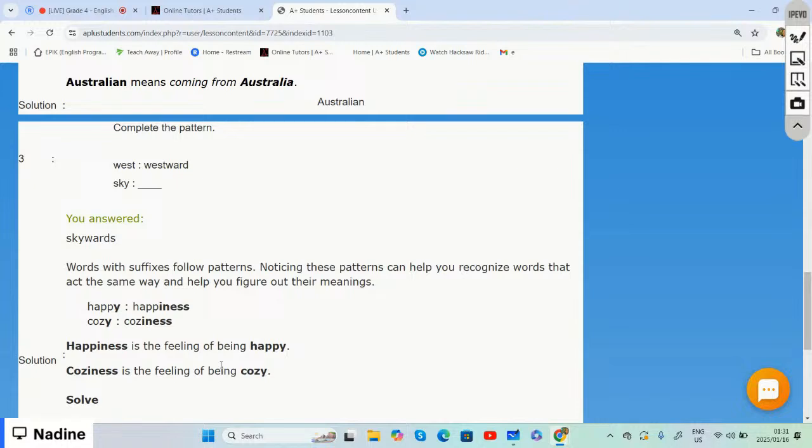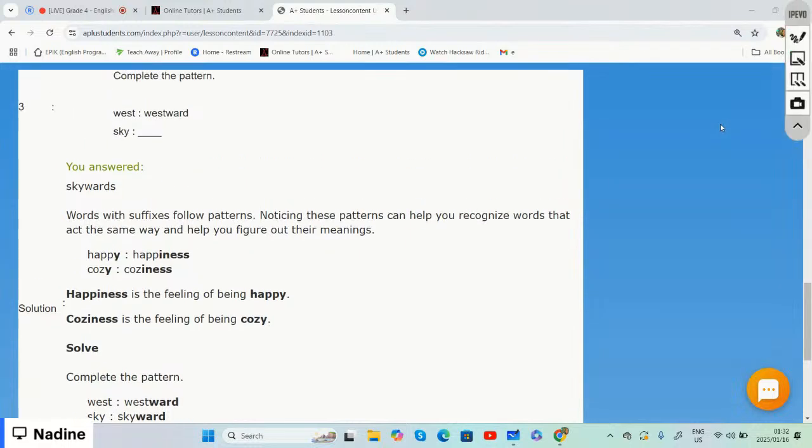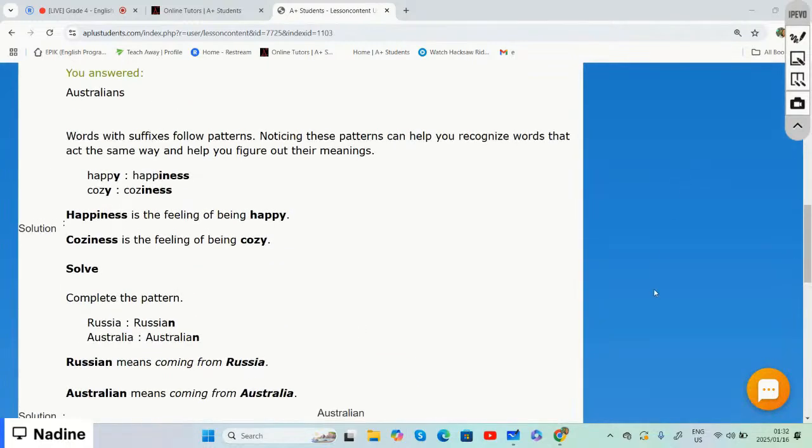All right. And we said we have the word westward. And if we were to use that very same suffix and add it to the word sky, then it's going to be skyward. And skyward basically means towards the sky. And the same with westward. Westward is like saying towards the west.